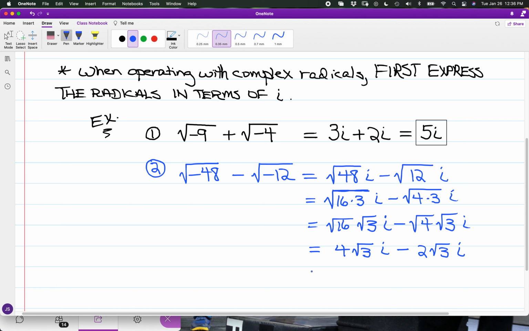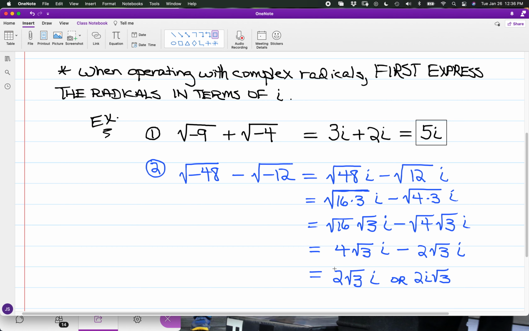Now we have like terms to combine, not only because they're in the variable i, but also because we have the square root of 3. So you have 4 square root of 3 i minus 2 square root of 3 i, and that difference comes out to 2 times the square root of 3 times i. And if you put the variable in front of the radical, this is our other possible display.